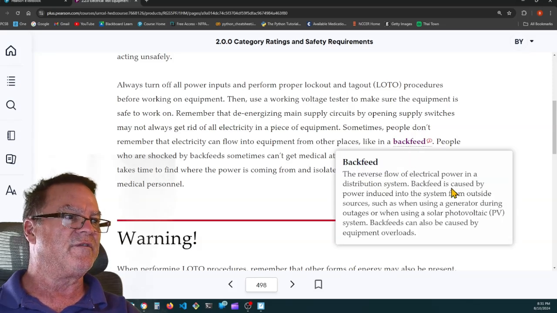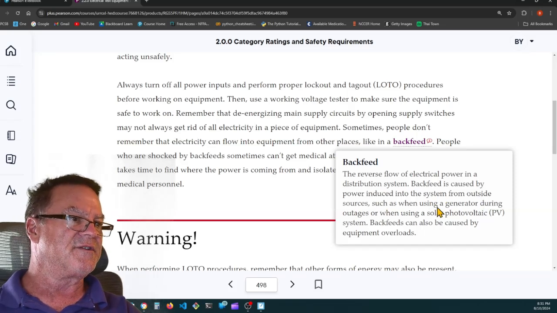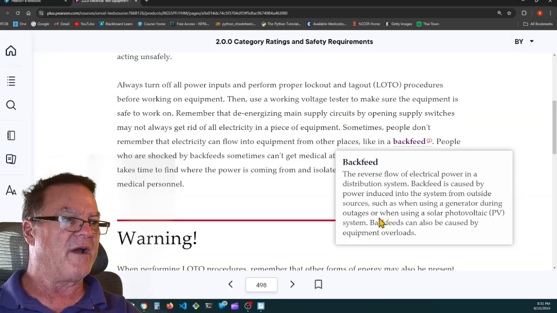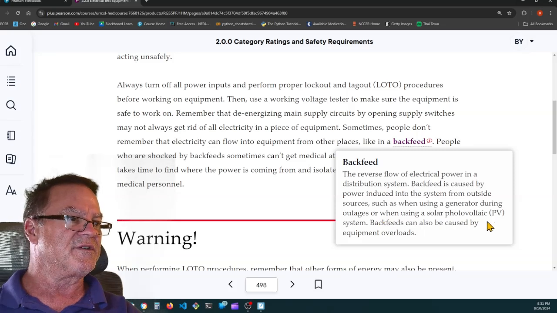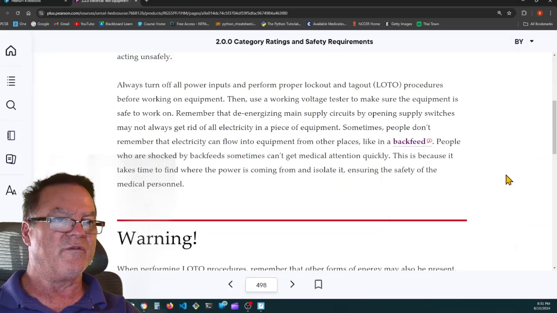Backfeed is the reverse flow of electrical power in a distribution system. Backfeed is caused by power induced into the system from outside sources, such as when using a generator during outages or when using a solar photovoltaic system. Backfeeds can also be caused by equipment overload.